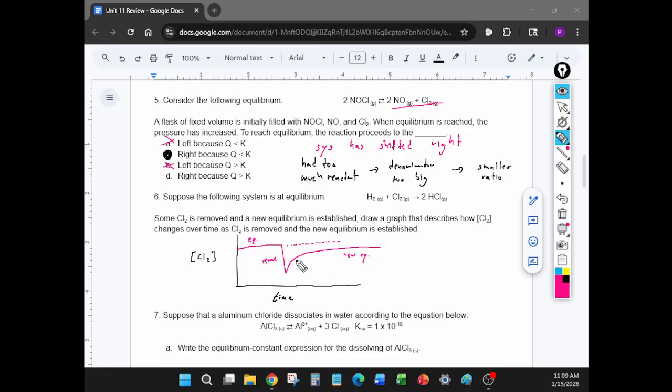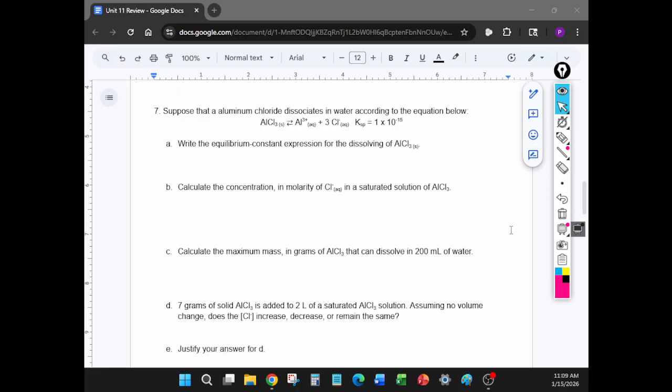And then this part right here, the curve back up will be, if you want to be super specific, the Le Chatelier's principle. Okay, but it's just the new equilibrium being established. Everybody good? All right. Let us move on.